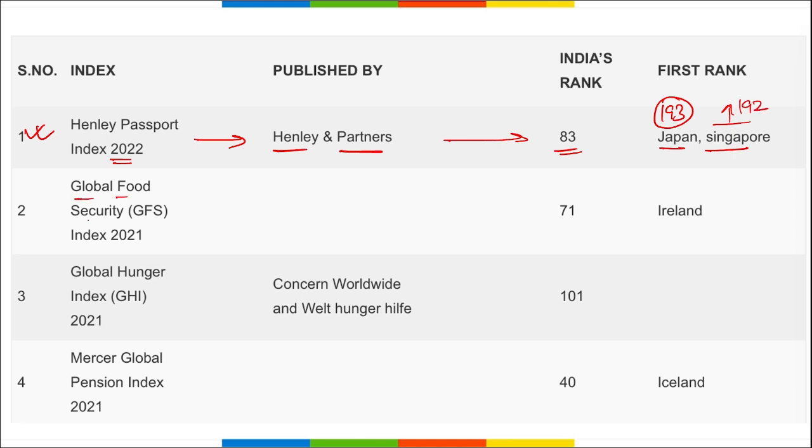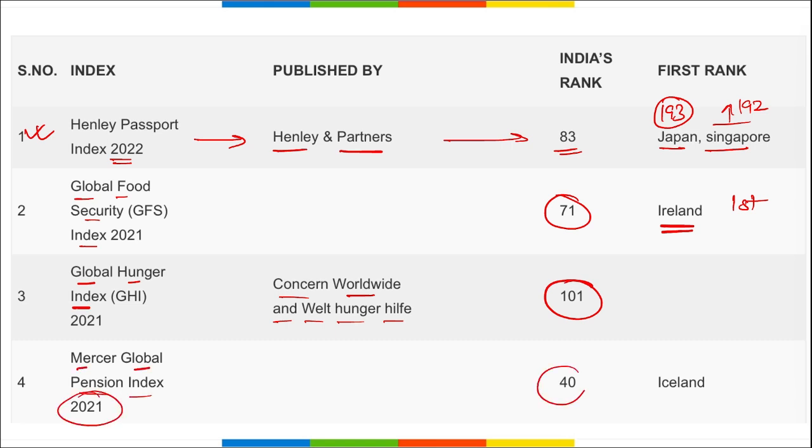Next is your Global Food Security Index 2021. In this particular index, the rank of India is 71 and it was topped by Ireland, that is first rank. Then comes your Global Hunger Index. In the Global Hunger Index that was released by Concern Worldwide and Welthungerhilfe, the rank of India is 101. In the Mercer Global Pension Index for 2021, the rank of India was 40 and the country that topped this particular index is Iceland.